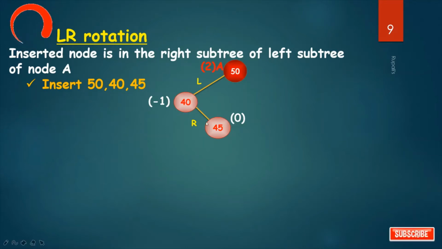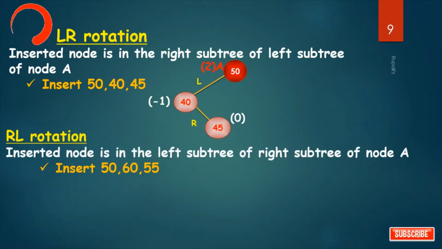The newly inserted node, that is 45, is in the right subtree of the left subtree of node A, then LR rotation is required. I repeat, the newly inserted node, 45, is in the right subtree of the left subtree of node A, then LR rotation is required. Next, the situation for RL rotation.